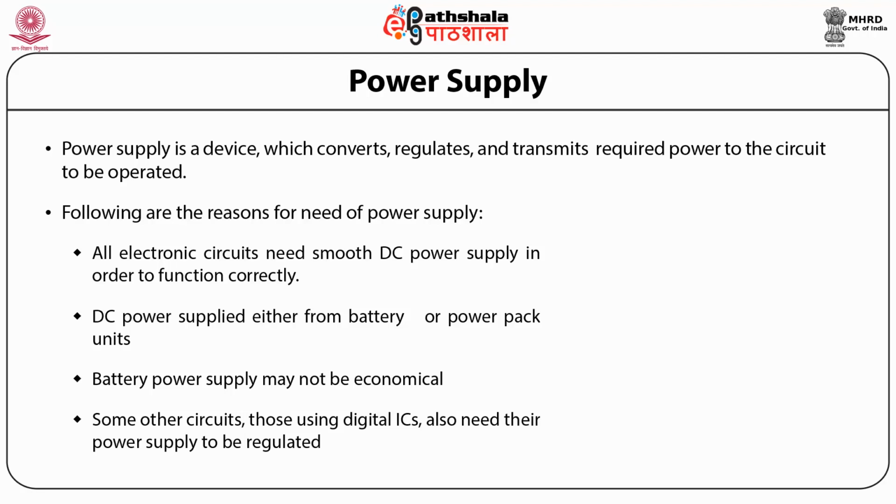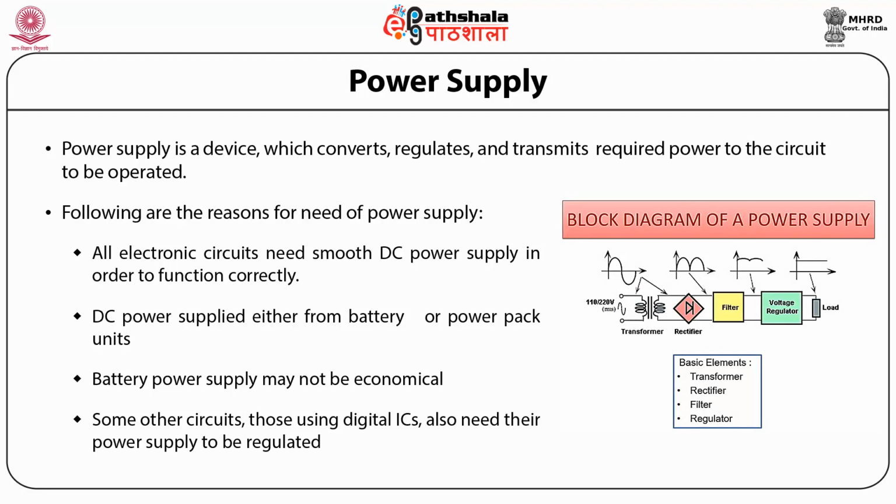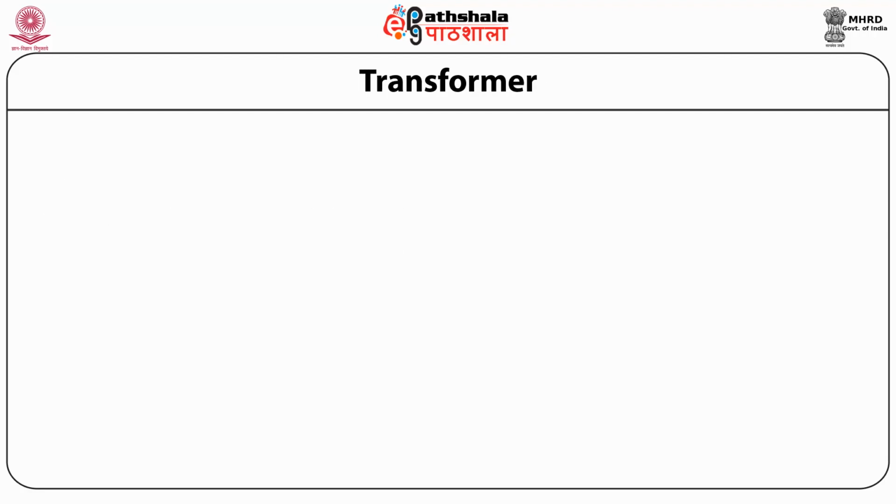So students, this figure shows the block diagram of a power supply, which has the basic elements: first the transformer, second the rectifier, then we have a filter, and lastly the voltage regulator. Let us now discuss each element of a power supply one by one.